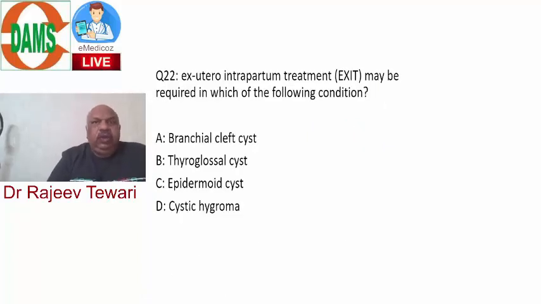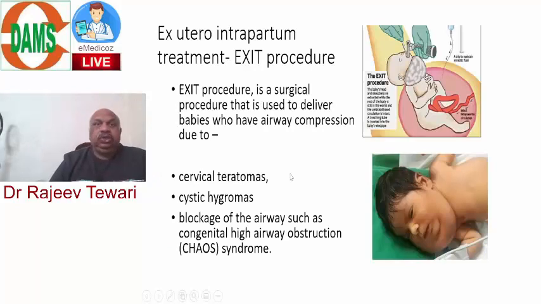Ex utero intrapartum treatment can be required in which of the following conditions? This procedure is done when you suspect respiratory obstruction immediately after birth. Anything in the neck pressing on the respiratory tract. Before birth in the uterus, the fetus is taking nutrition and oxygen from the placenta, not from outside. He is not breathing, so no problem. But when he has to breathe and there is respiratory compromise by a big lump in the neck, then you need this technique. So teratomas, CHAOS and cystic hygroma are the indications of ex utero intrapartum treatment.